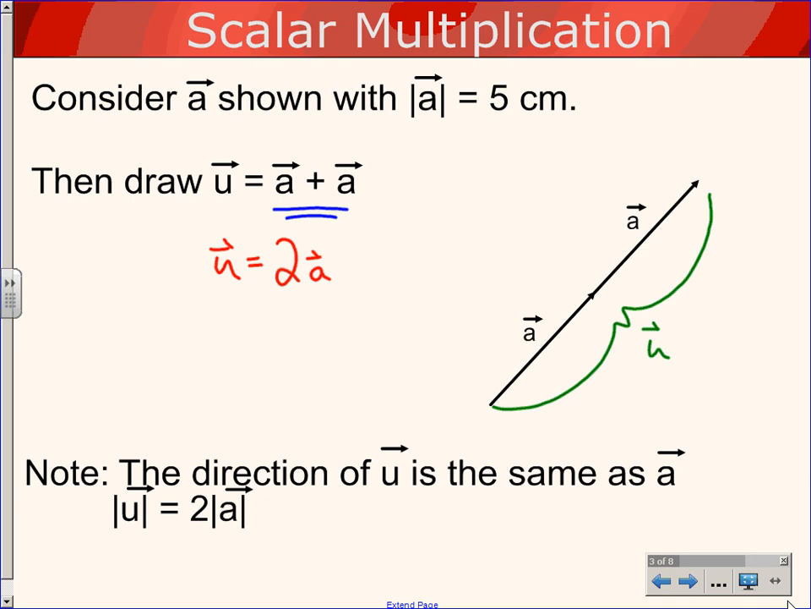So we're saying that the direction is the same, and the magnitude is now double what we originally had. So the magnitude of vector U is equal to the magnitude of vector A, but times 2. And the direction is the same. So that's the idea of how our scalar multiplication is going to work.